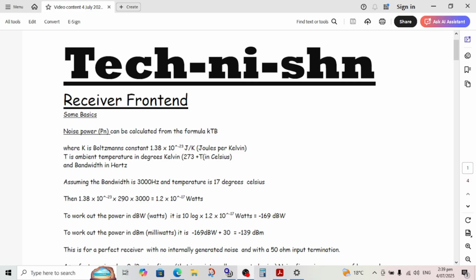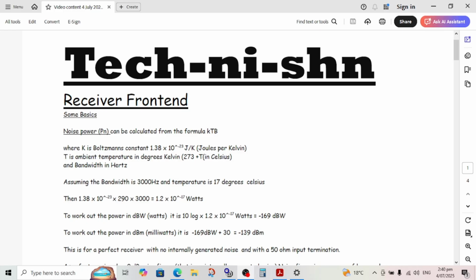The receiver has a noise power. This can be calculated from the formula KTB. K is Boltzmann's constant, which is 1.38 times 10 to the minus 23 joules per Kelvin. T is the ambient temperature and B is the bandwidth in hertz. From this, a noise power can be calculated.